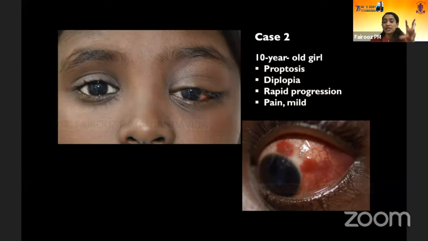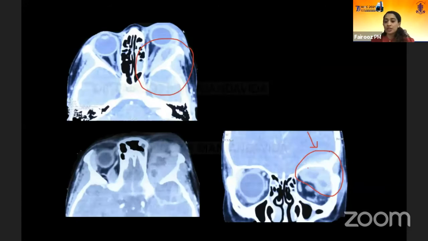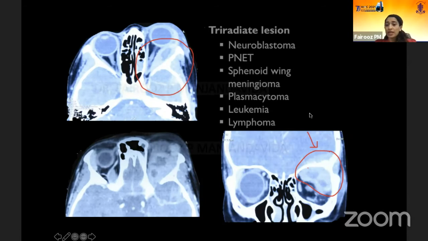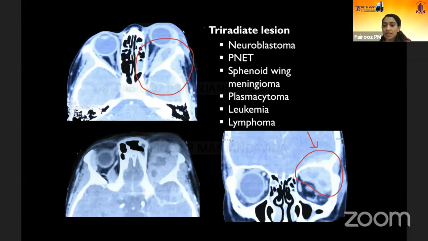So in children presenting with preseptal cellulitis and orbital cellulitis, if it's recurring and progressing, radiological imaging is very, very important. And this is what we found: a large triradiate lesion involving the lateral portion of the orbit, with bony erosion, also involving the temporal fossa and the temporal lobe. Again, a triradiate lesion, we all know there are a few differential diagnoses. Of course, we think of malignancy, and that's the first thing that comes to mind. It could be a neuroblastoma, PNET, sphenoid wing meningioma, which is rare in children, a plasmacytoma, again rare in children, even a leukemia or lymphoma.